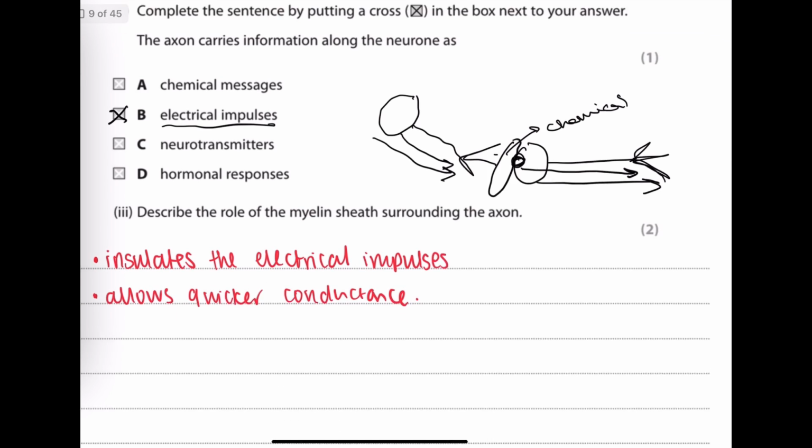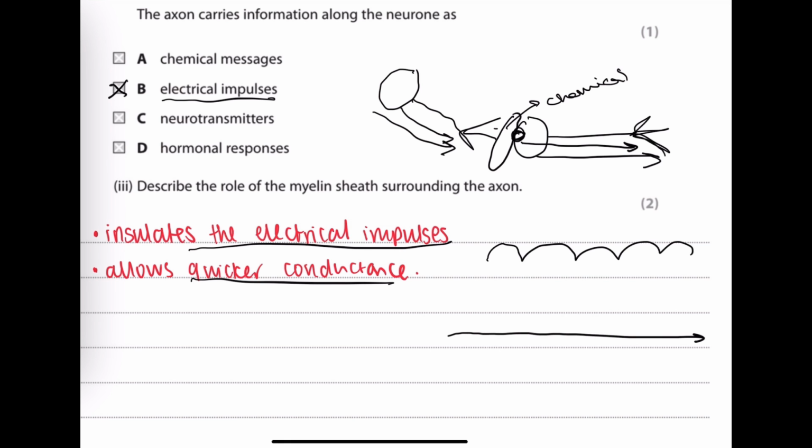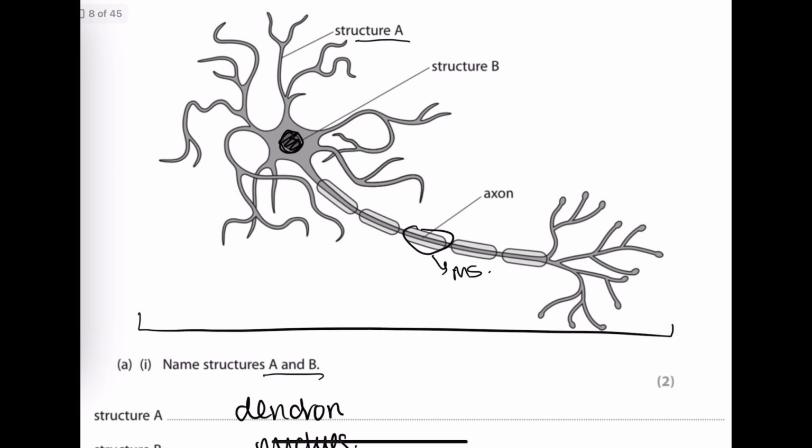So what this does is basically, it's kind of like a blanket on top of it. It insulates the electrical impulses, and this allows quicker conductance. It basically speeds up the transmission, just sends it a lot faster, since it kind of just jumps between it. It's so much easier than just going through it really, really fast, because the electrical impulses can only travel at these points over here where there is no myelin. So it's able to go really fast instead of just going through the whole thing.